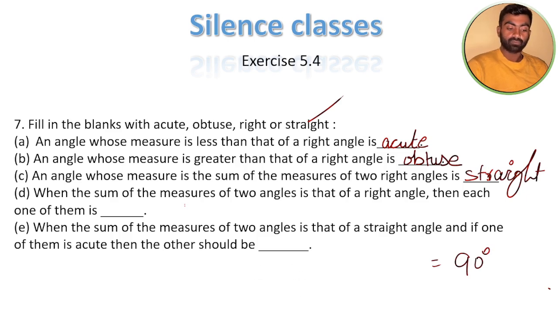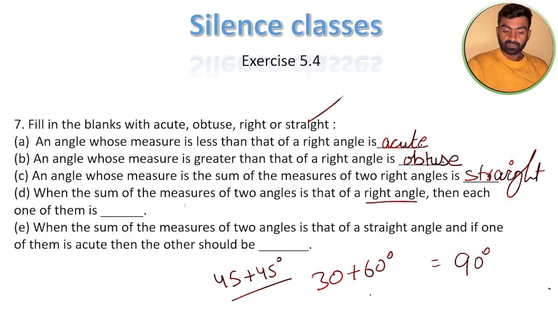When the sum of the measure of two angles is that of a right angle, then each of them is, means there are two angles, and the sum is 90 degrees. It can be 45 plus 45 degrees, it can be 30 degrees plus 60 degrees, it can be 35 plus 55. When the sum of two measures is that of a right angle, then each one of them is 35 and 55, 30 and 60, 45 and 45.